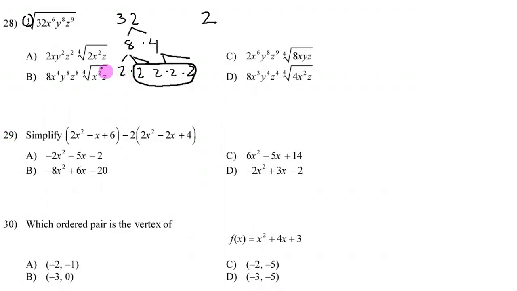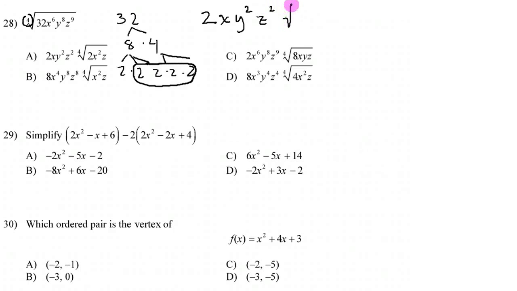Now this 2 is going to be left inside, but let's look at all the other ones first. Out of x to the 6th, I can make one group of 4. There'll be 2 left over inside. Y to the 8th, I can make 2 groups of 4, so that's y to the 4th, y to the 4th. If I take the 4th root, we'll get 2 y's on the outside. Same thing here, z to the 9th, I can make 2 groups of 4.